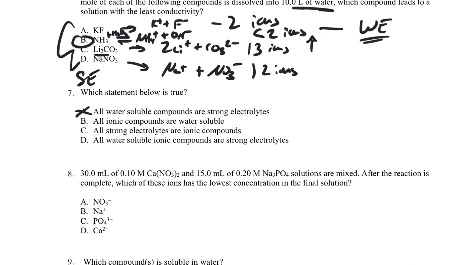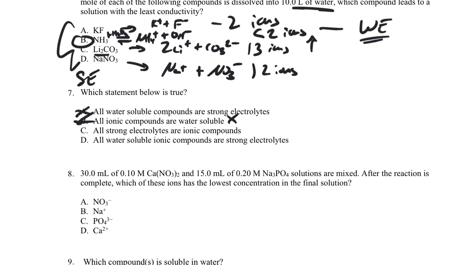Let's look at the next statement. Are all ionic compounds water-soluble? It'd be nice if they were. We wouldn't have that solubility chart, but we know from the solubility chart some things are soluble, some things aren't. Based on the ions, we can usually predict this. And so not all ionic compounds are water-soluble.